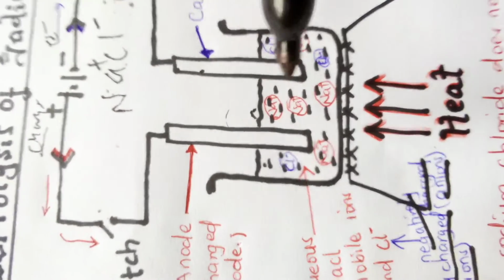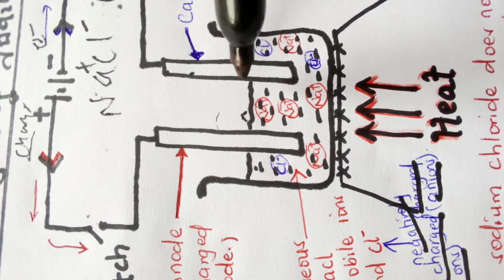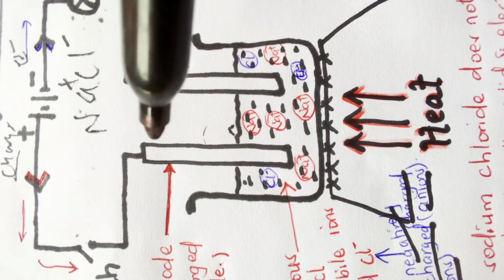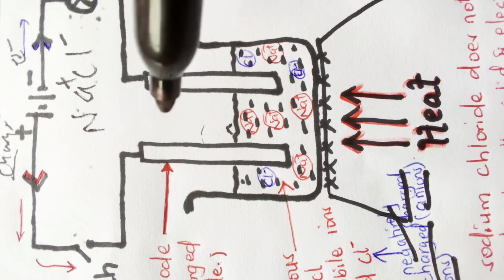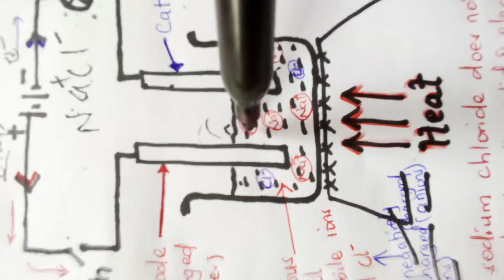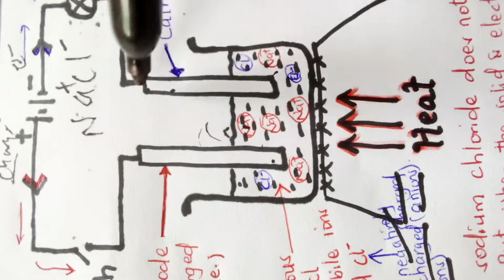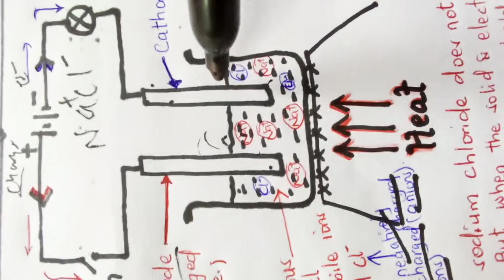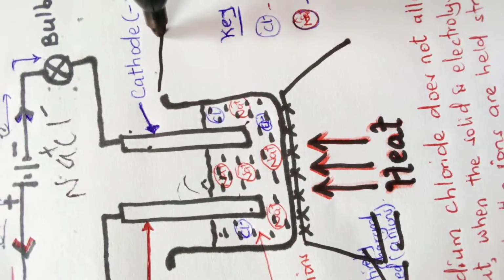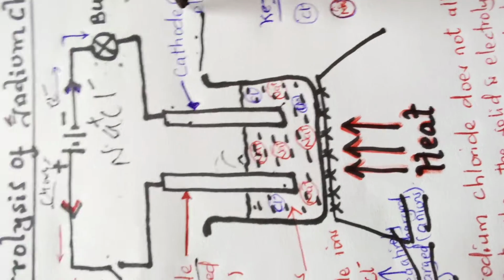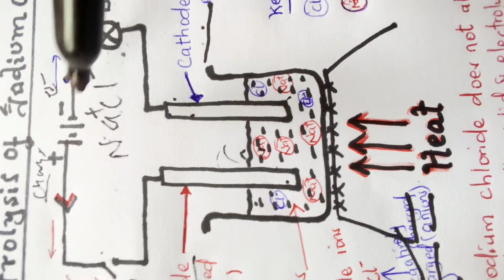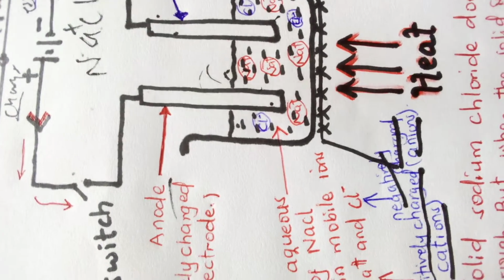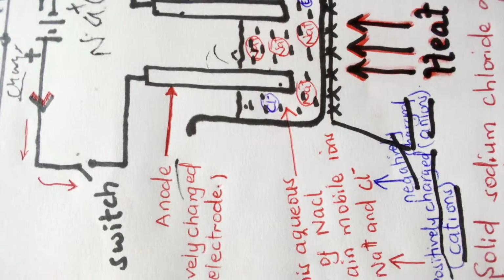In this experiment, we have these metal rods known as electrodes. Electrodes are metal rods which are dipped in an electrolyte. This solution of sodium chloride is the electrolyte. We have the positively charged electrode, which is called the anode, and the negatively charged electrode called the cathode. The cathode, which is negatively charged, is connected to the negative terminal of the battery, while the anode, which is positively charged, is connected to the positive terminal of the battery.